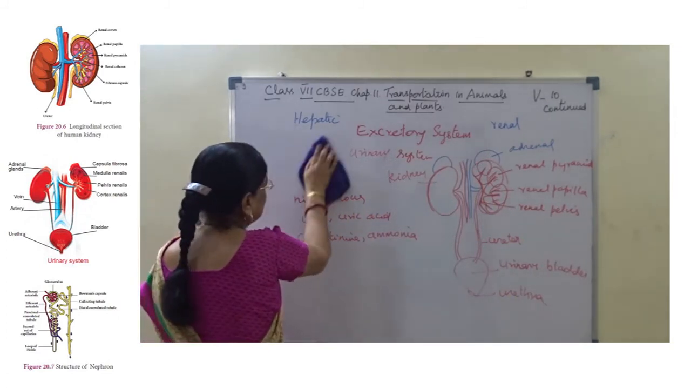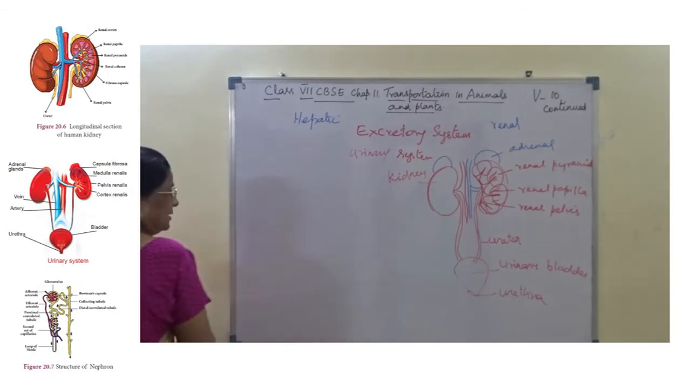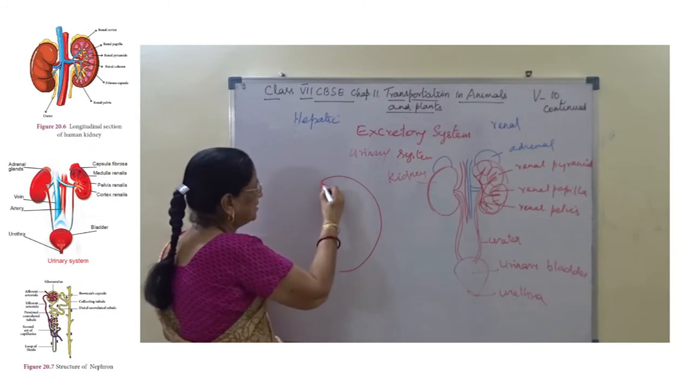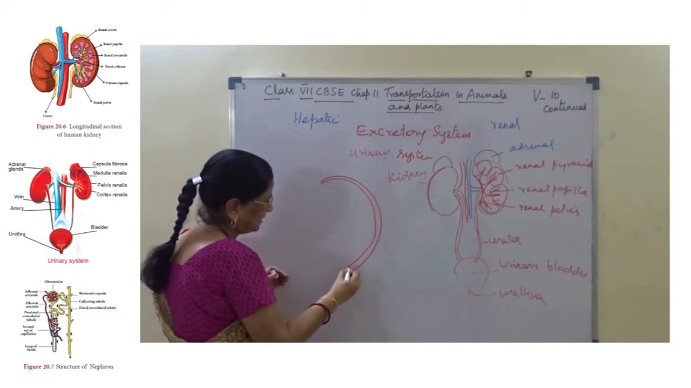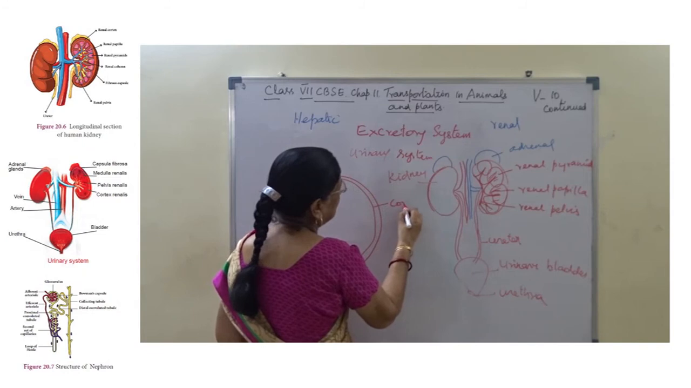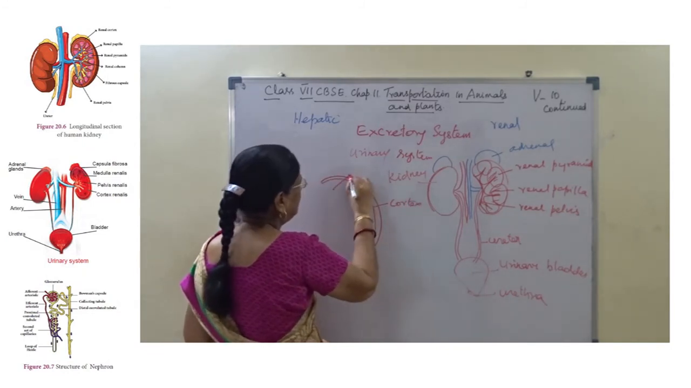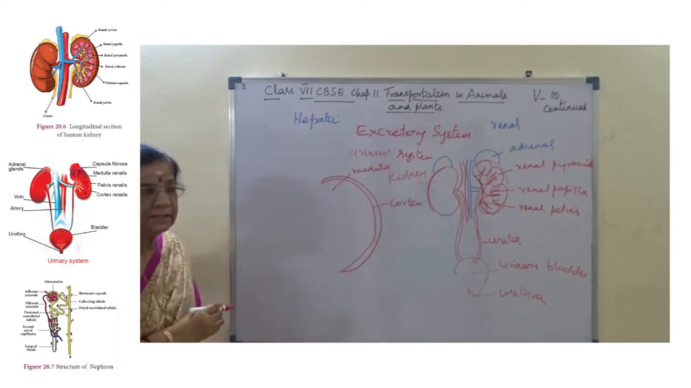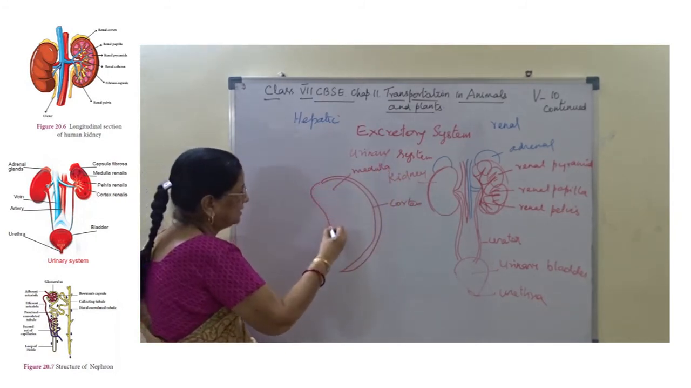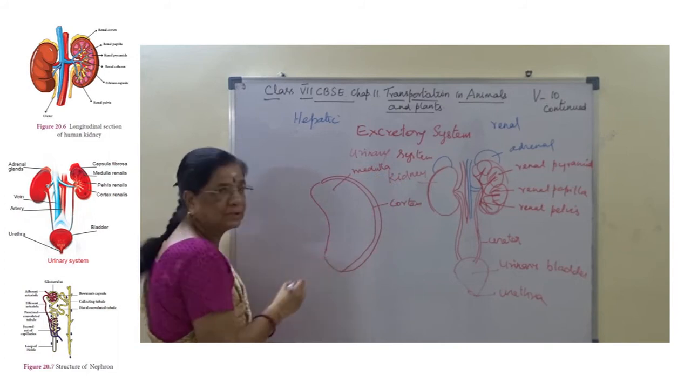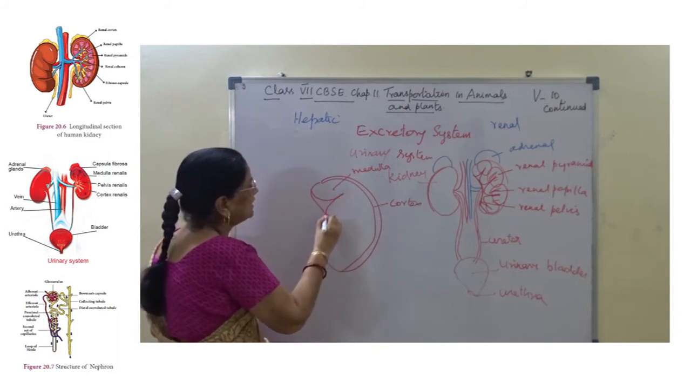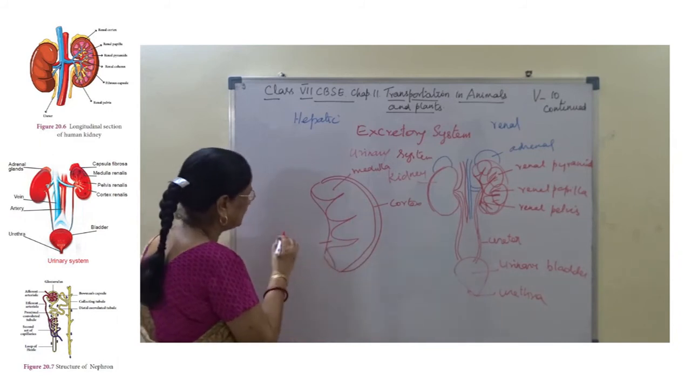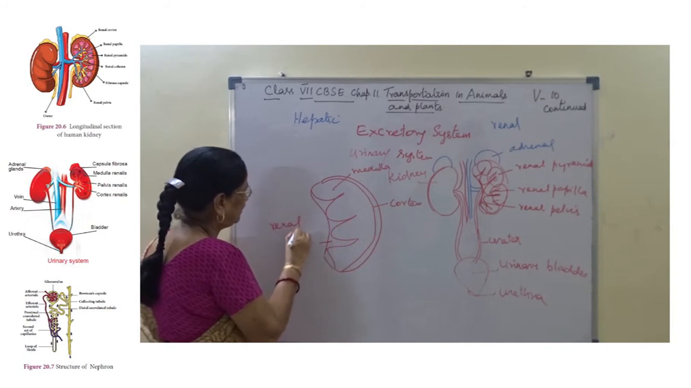I hope you are able to follow this. So I repeat, the internal structure of the kidney: this is the outer cortex and the inner medulla. Internally it goes like this. This one is projecting out like this. This portion is the renal pelvis.